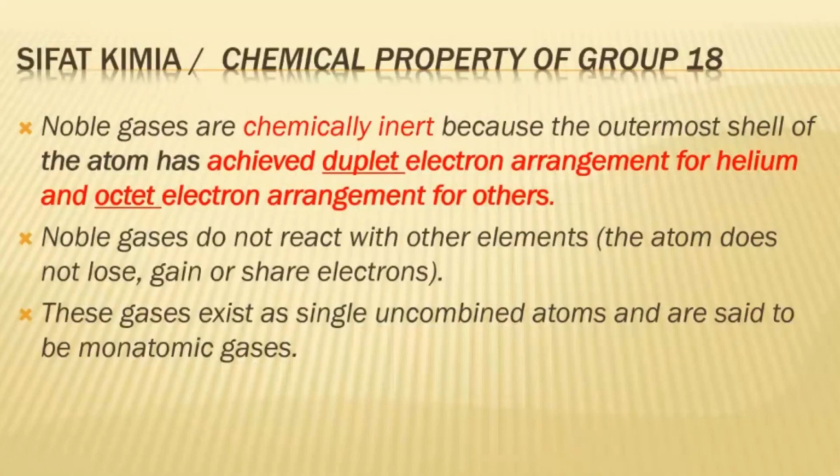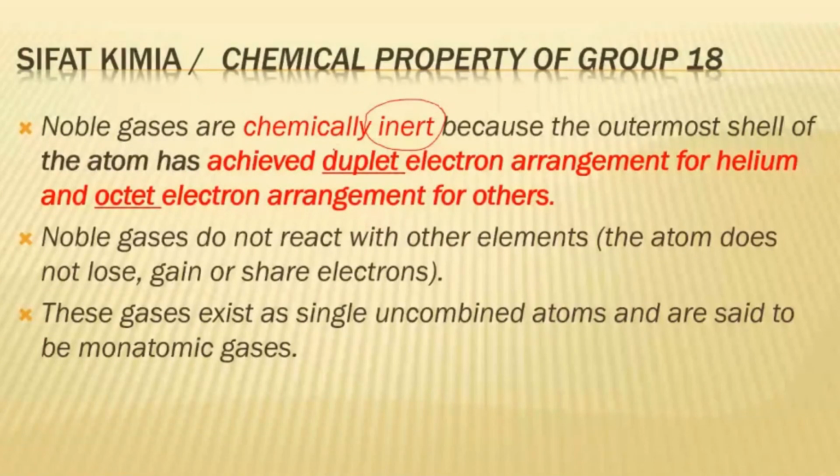First we look into the periodic table. Chemical properties of group 18. Group 18 is also called noble gases or inert gases. They are chemically inert. You have to know the word inert means unreactive. Why? Because the outermost shell of the atoms has achieved duplet electron arrangement.